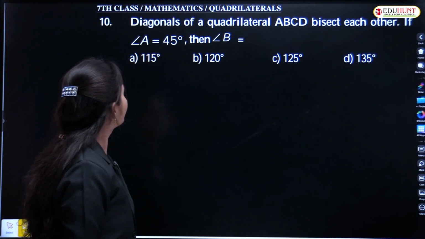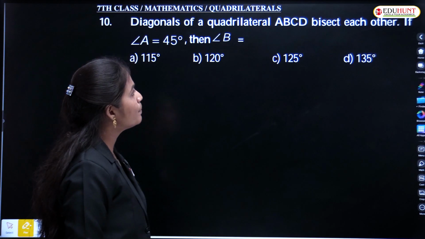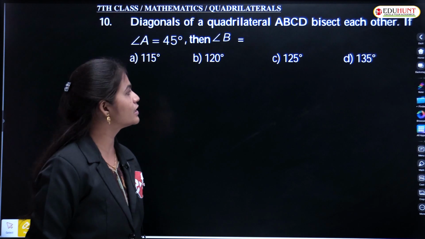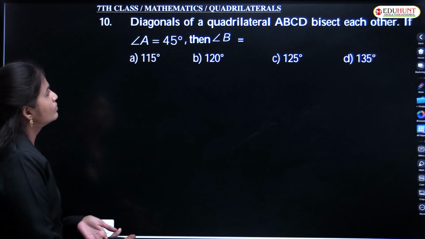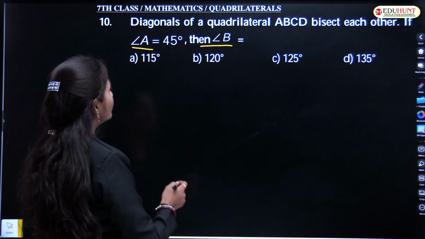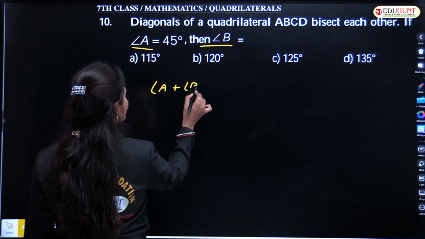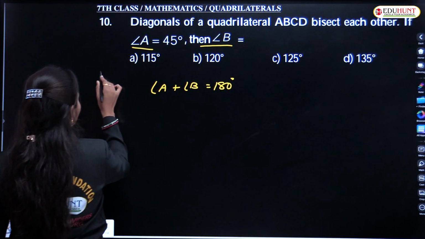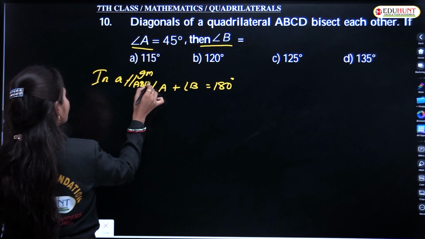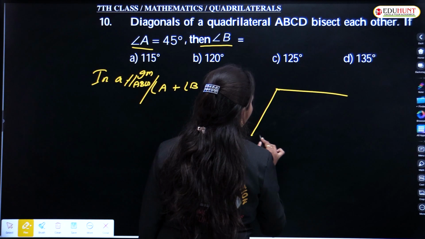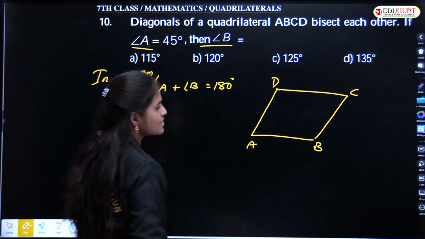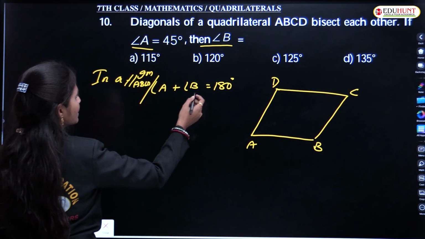So see this question. Diagonals of a quadrilateral ABCD bisect each other. If angle A is equal to 45 degrees, then angle B is equal to dash. So here, without simplifying also we can say that angle A and angle B are adjacent angles, no? So we know the condition angle A plus angle B is equal to 180 degrees in a parallelogram ABCD. Okay, so take the parallelogram diagram. So that is ABCD. So A and B are adjacent angles, no? So angle A plus angle B is equal to 180 degrees.